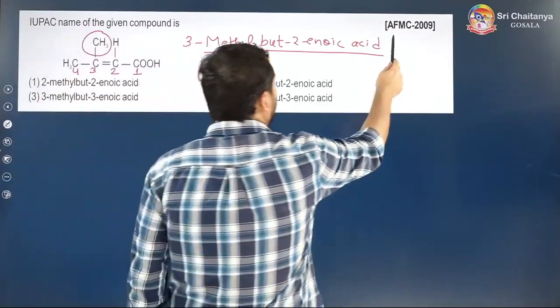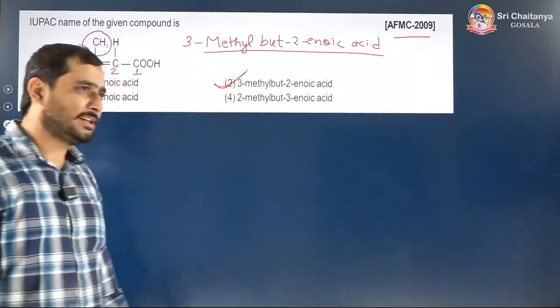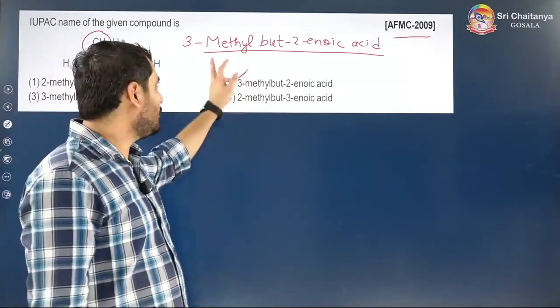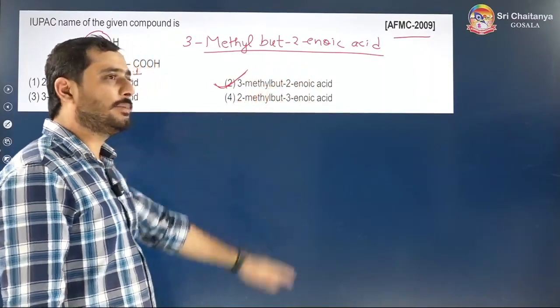So these are all previous year questions. This is a previous year question of AFMC, Armed Forces Medical Test. So what is the name of this compound? 3-methylbutenoic acid. Option number 2.